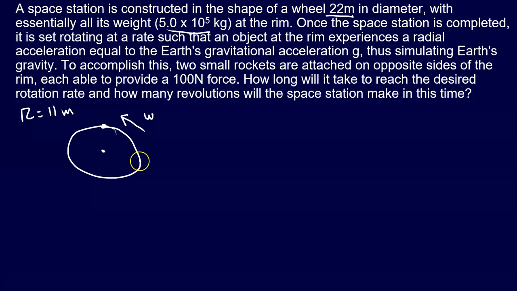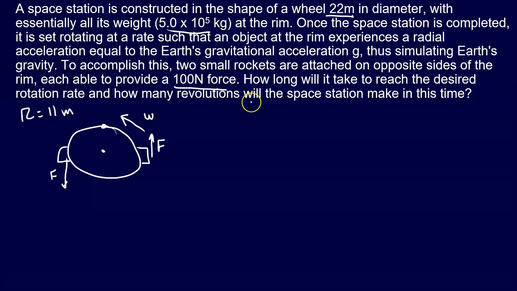The idea being that if you live in this little rim area, then you basically have the same acceleration that we do here, and it feels normal to you. Okay, so to accomplish this, 2 small rockets are attached to opposite sides of the rim. Let's say one here and one here. If we're rotating in this counterclockwise direction, then this rocket would apply force like that, and that rocket would apply force like that. The force at each rocket is 100 newtons.